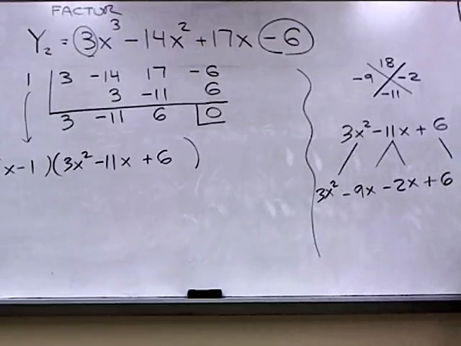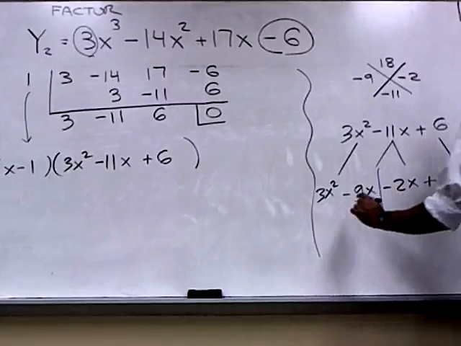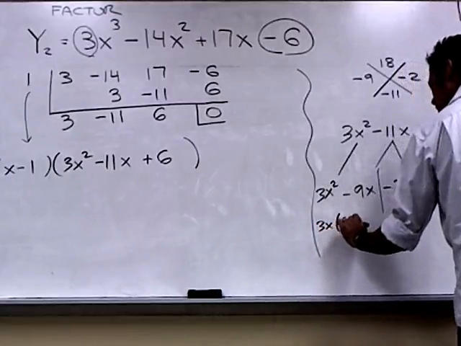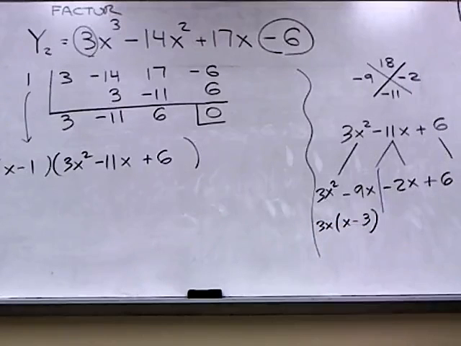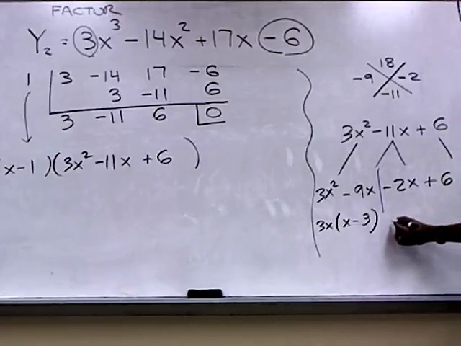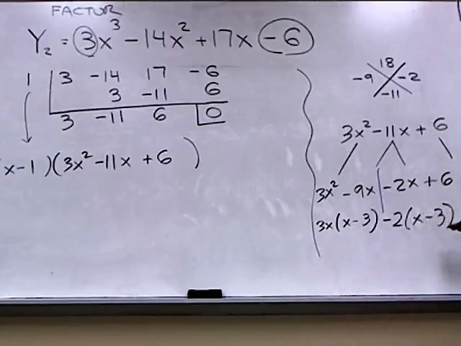Do you see 4 terms, right? So grouping. What can I factor out of the first one? 3x. We're left with x minus 3, right? What can I factor out of the next one? You need actually a negative 2, right? Negative 2. You're left with x minus 3. And then that breaks down to be x minus 3 times 3x minus 2, right?